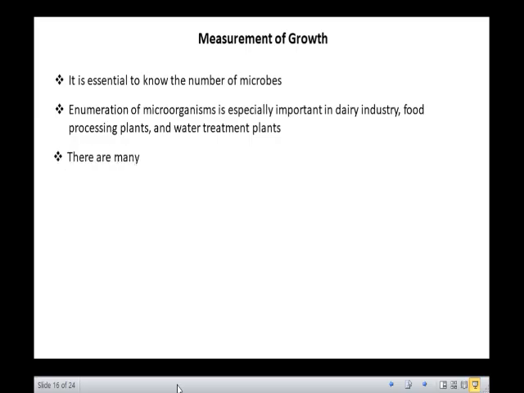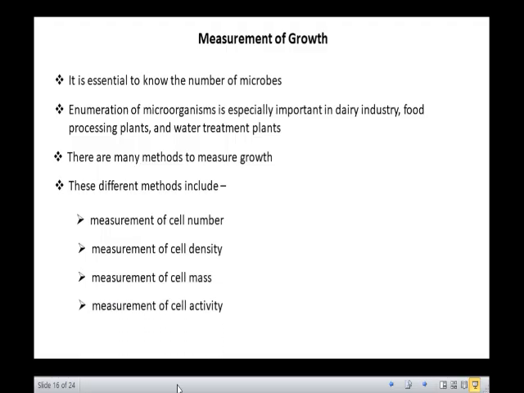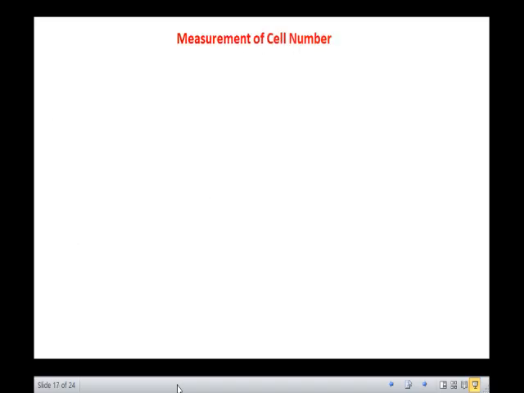There are many methods to measure bacterial growth, each having its own advantage and disadvantage. The method you use would depend upon the organism in question and the experimental conditions. These different methods include measurement of cell number, measurement of cell density, measurement of cell mass, and measurement of cell activity. Let us first move on to the measurement of cell number. These methods include direct counts and indirect viable cell count.